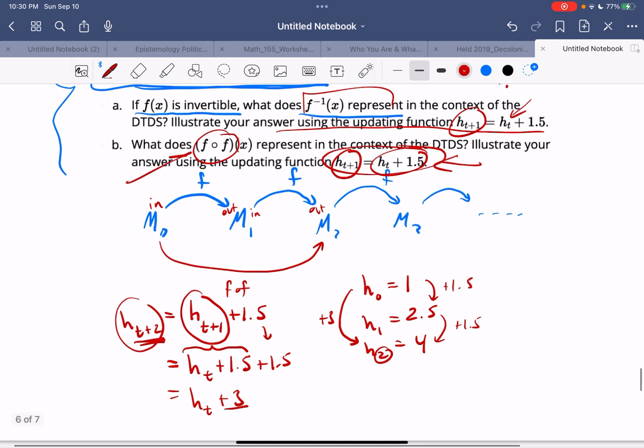So what does doing the updating function twice in a row represent? It represents hopping to the measurement, not the next one, but the one after that. So 2 measurements down instead of 1 measurement down. And can you guess what would happen if you did 3 of them? Right, it's going to be 3 measurements down.